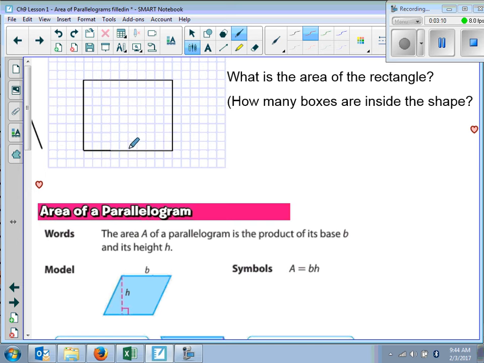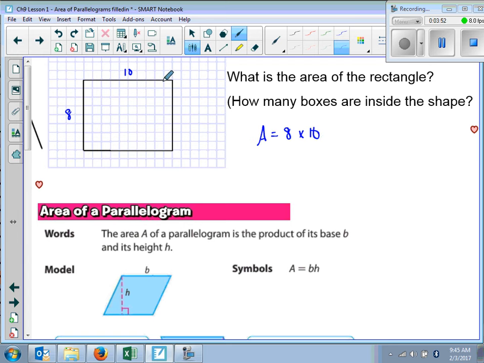So, how do I find that out easily? Elijah? Very good. So we're just going to multiply how many we have up here times how many we have down here. So let's count them. We've got 1, 2, 3, 4, 5, 6, 7, 8, 9, 10. Oh, look at that. Thank goodness it's easy. And then we've got 1, 2, 3, 4, 5, 6, 7, 8. So to find out the area of this rectangle, we've got 8 times 10, or 10 times 8.